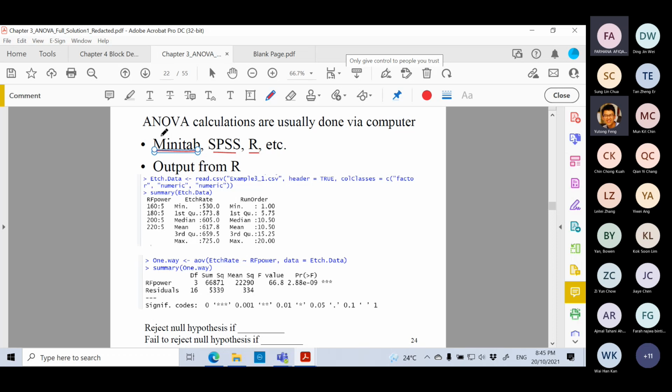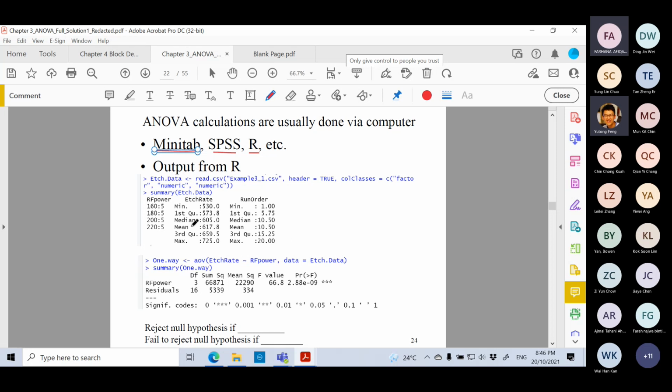After that, you click, and the output will come out. Instead of R, you would need to do programming, but even in R you also have certain codes. So here, I show you the R codes. For this course, it's not necessary for you to learn the codes here.